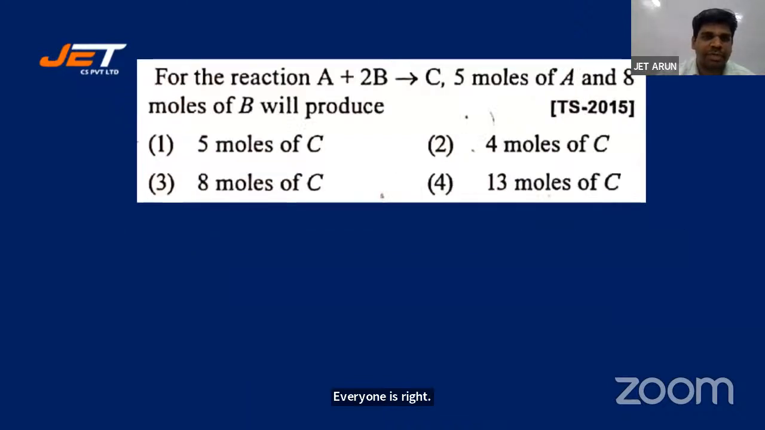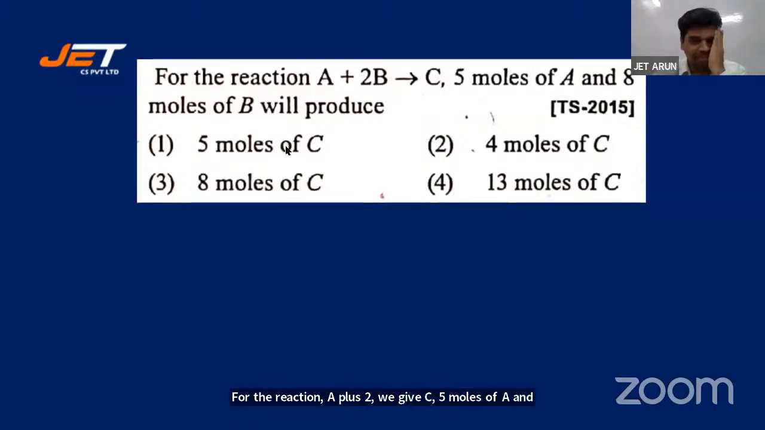All right, let's go for the next one. For the reaction A plus 2B gives C, 5 moles of A and 8 moles of B will produce how many moles of C? Does it produce 5 moles of C, 4 moles of C, 8 moles of C, or 13 moles of C? Again, a question on balancing of equations.